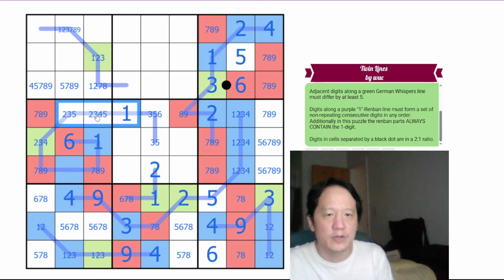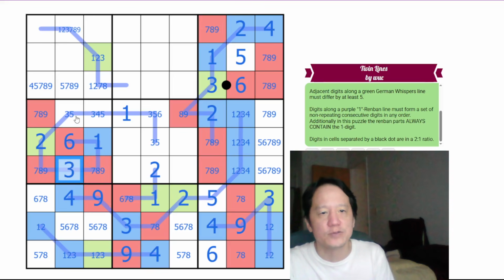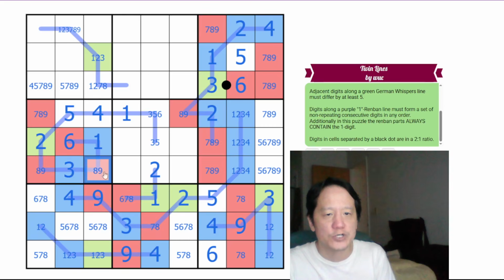2 cannot be here. Where is 2 on the Renban portion? It must be here. So this is 2. This is a low. It's either 3 or 4. It cannot be 4 because that's next to 2 unique digits on a Whisper 5 portion. So this must be 3, which makes this 5, which makes that 4. 3 is next to 8 and 9 on the Whisper 5 portion. Therefore, this can't be 8 or 9.